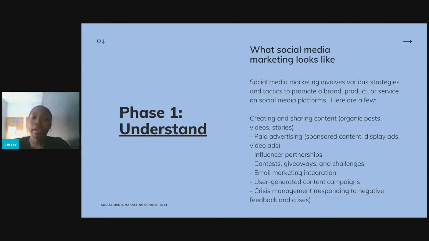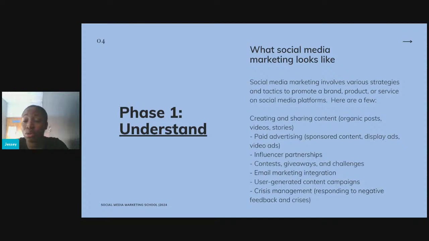So the first phase of social media marketing is to understand what social media marketing is all about and what it looks like. Social media marketing involves various strategies and tactics to promote a brand, product, or service on social media platforms. In promoting your brand, you have to create and share your content. You have to always show up for your brand every day. You have to share and create relatable content that your target audience can relate to.